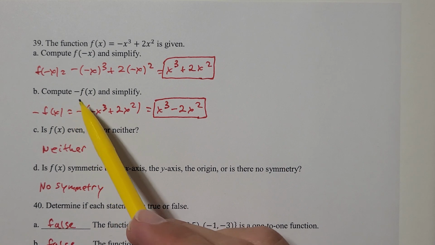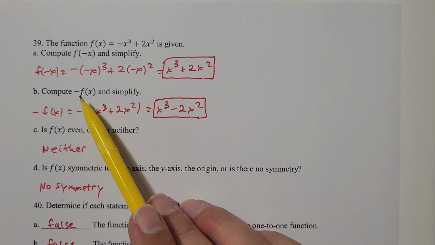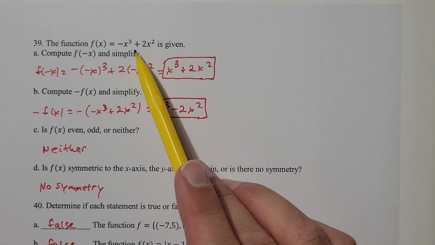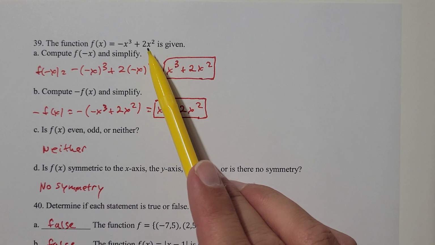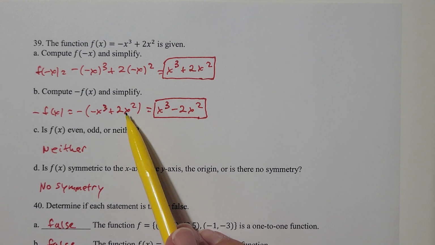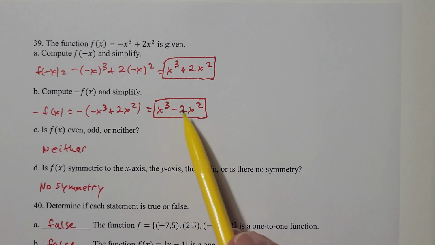Okay, in part B, I want us to find negative f of x and simplify. So negative f of x means to take negative the whole thing for negative x cubed plus 2x squared. And when I distribute this negative, I got x cubed minus 2x squared.